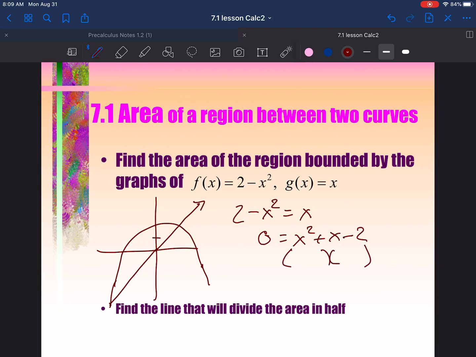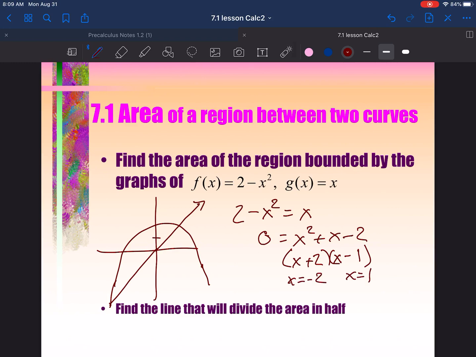You could always do the quadratic formula also if you don't see the factoring. I do see a factoring. 2 and 1 multiply to 2 and subtract to that. So we'll go a positive 2 and a negative 1. That gives me x equals negative 2.